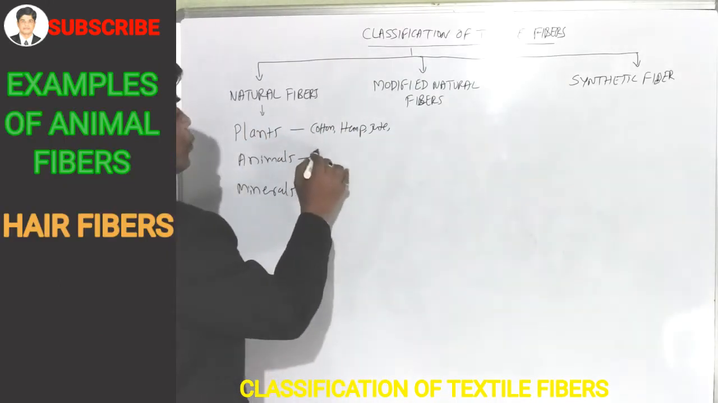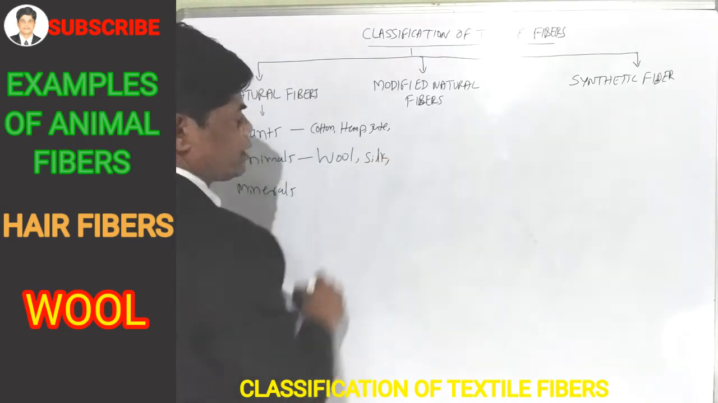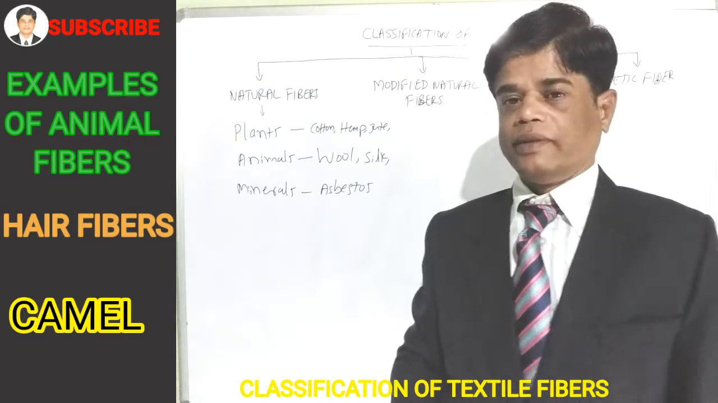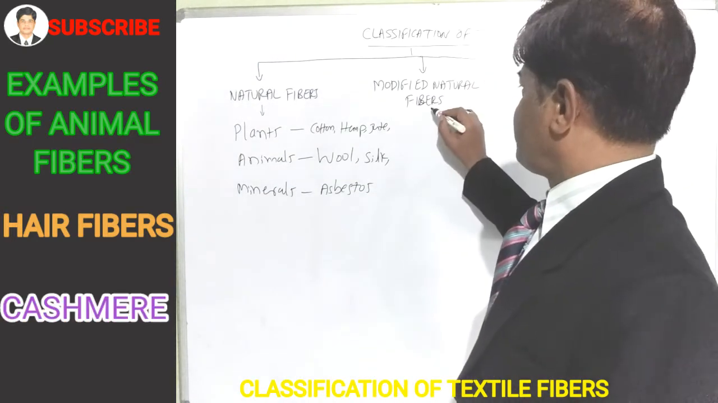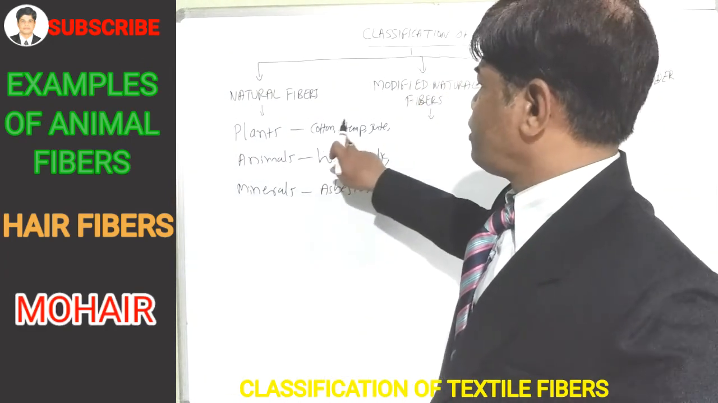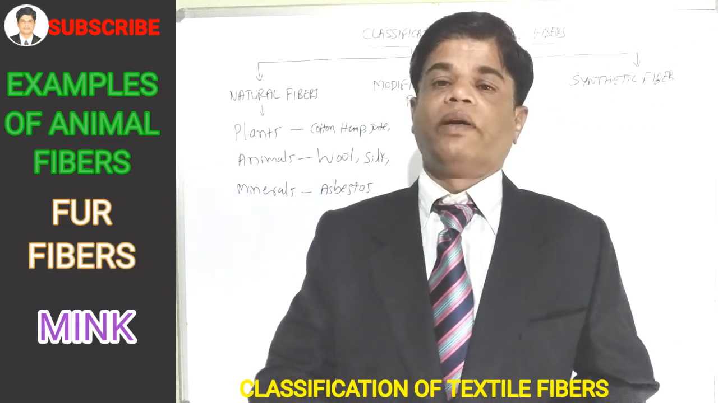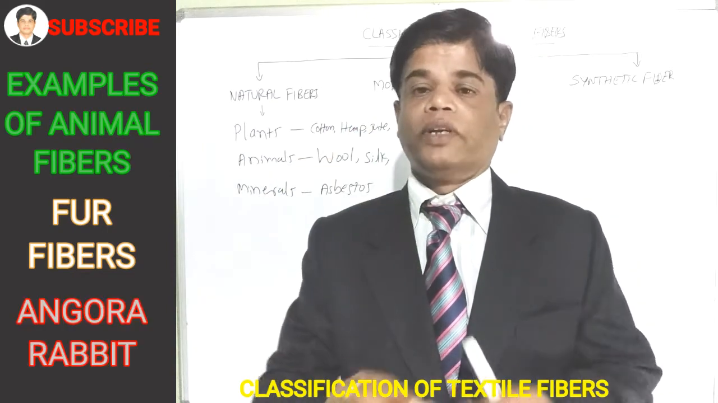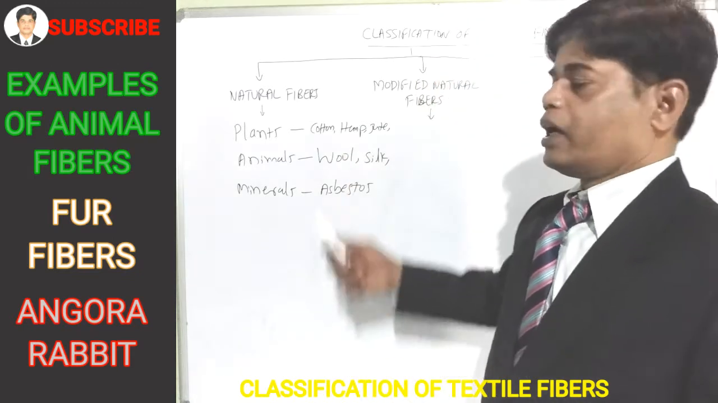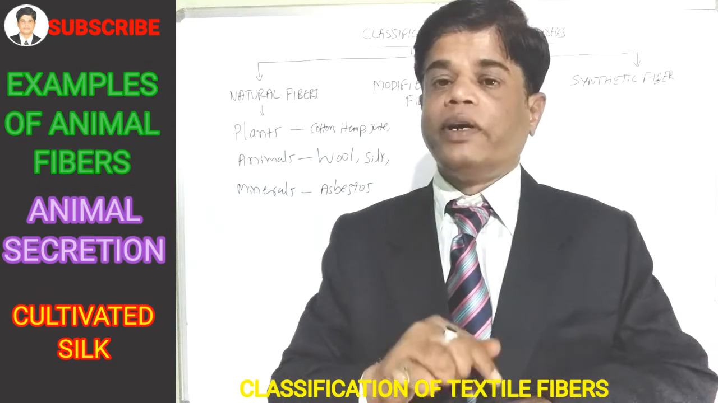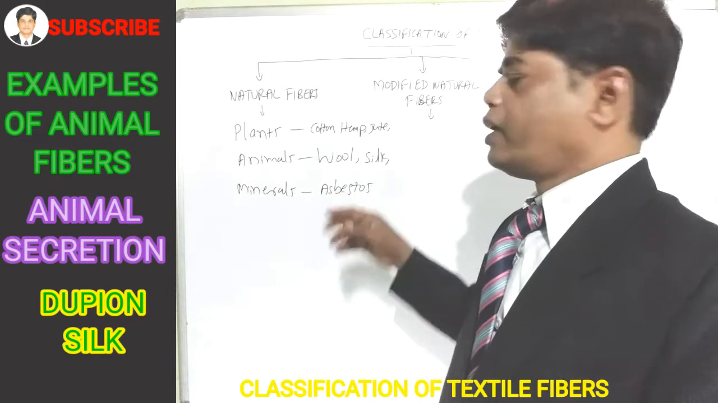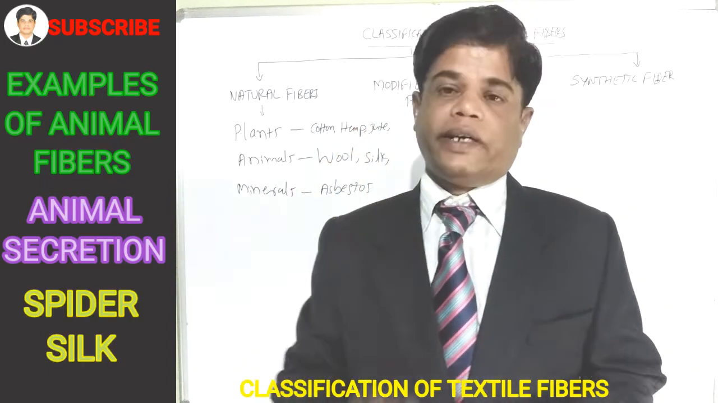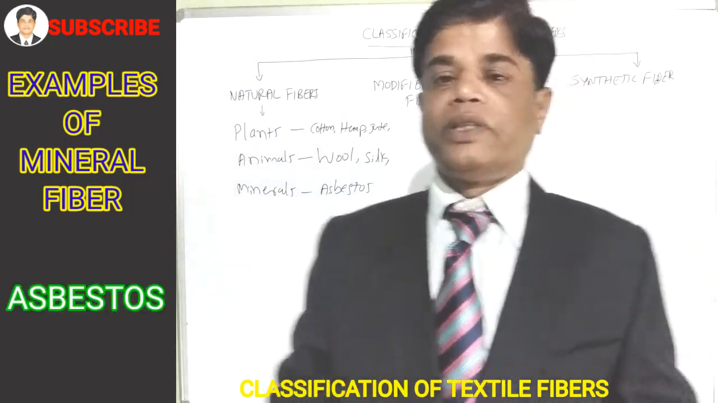What about animal fibers? Wool, silk. What about minerals? Asbestos. Correct, these are all natural fibers. I am just doing classifications. Plant fibers come from the flower part, the stem part, the root or the leaf. Animal fiber means wool, the hairs of the sheep, and silk, the fibroin secreted by the silkworm, called silk thread. I will explain later in the next videos. And asbestos is a mineral fiber, a rock fiber.